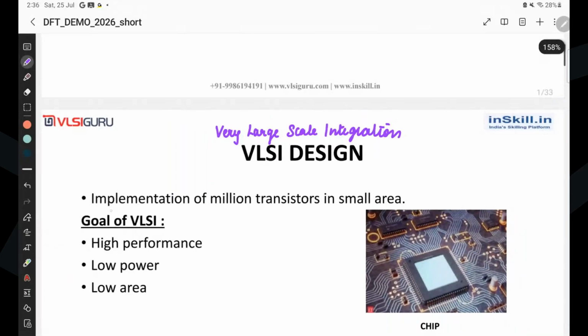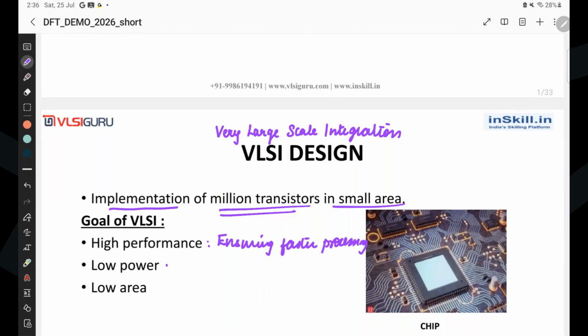So it means implementation of million transistors in a small area. So the goal of VLSI is high performance, ensuring faster processing, and then low power, optimizing the power usage to extend the battery life.